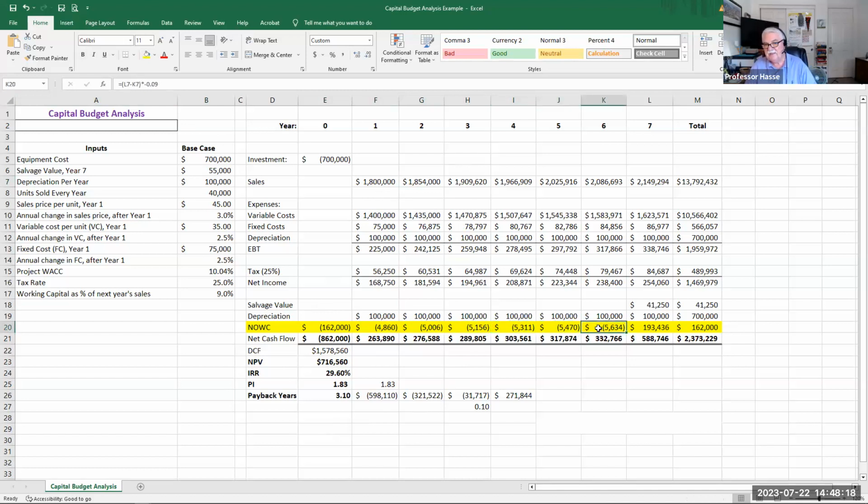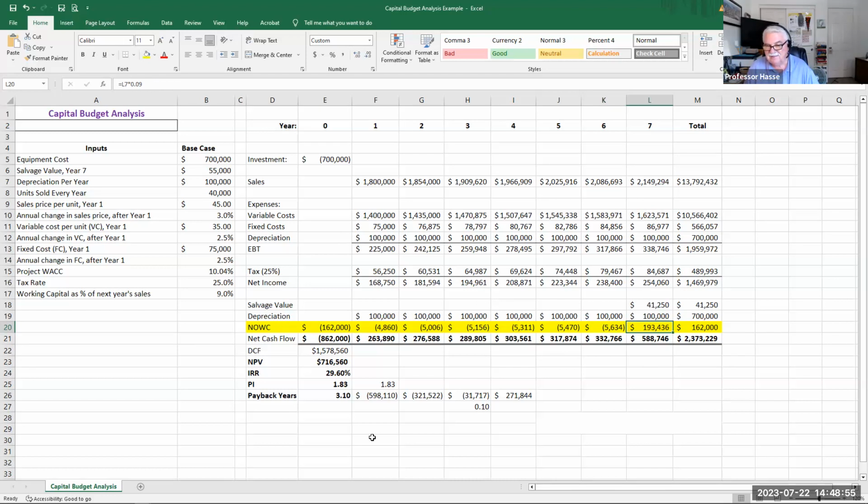But wait, year 7, there's no year 8 revenue. The project is over. So now our working capital has technically been all reimbursed to us. And notice what I do in year 7 on this line. I take 9% of the year 7 sales, $2,149,294. I get $193,436, and that number will be positive cash flow.